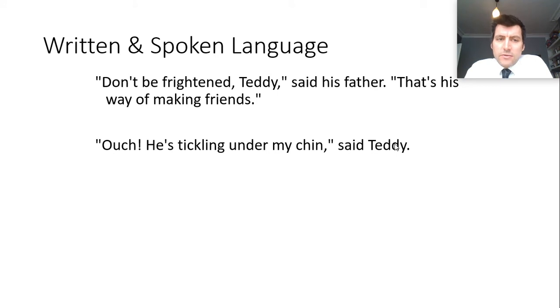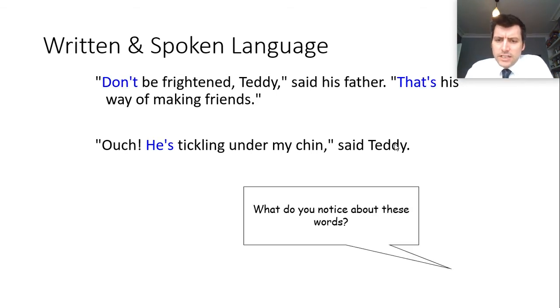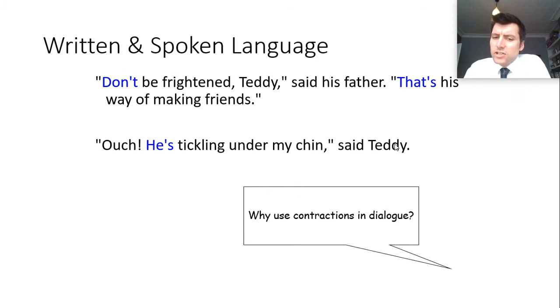Now, if we look at this piece of written dialogue: "Don't be frightened, Teddy," said his father. "And that's his way of making friends." "Ouch, he's tickling under my chin," said Teddy. Okay, think about what you notice about these words: don't, that's, and he's. Pause the video if you need to. Lots of you spotting those apostrophes which show us they're contractions.